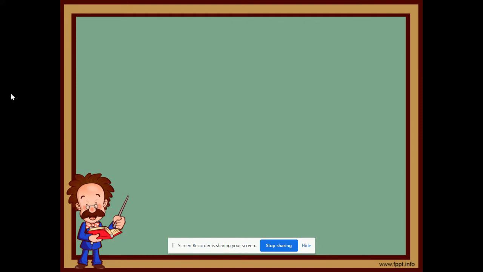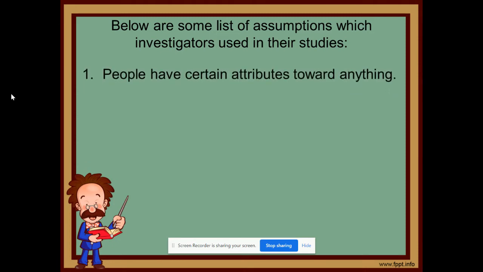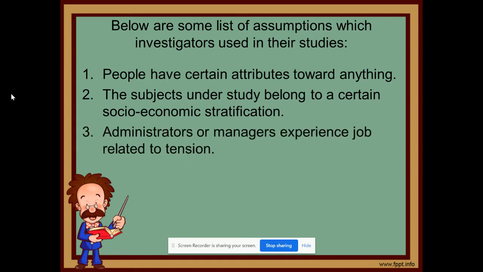Assumptions do not require testing nor confirmation. You can easily make your assumptions by looking at your statement of the problem. Meaning to say, if you have five statements of the problem, you should also have five or more assumptions.